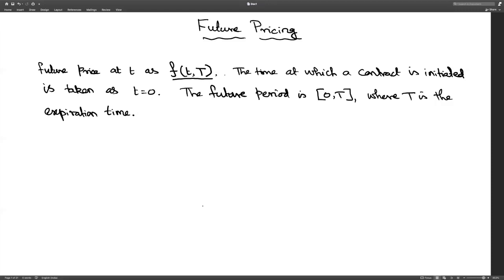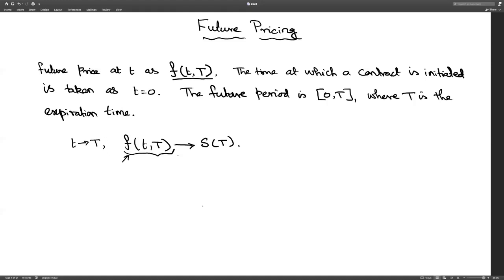And in fact, as I told in the last class, as time t tends to capital T, the future price f of t comma capital T tends to the spot price S of t. So our formula for pricing this, that is getting a formula for f of t comma T, should basically reflect this property. Recall that the same property also holds for forward, and hence there is a natural question: is there a relation between a future price and a forward price?